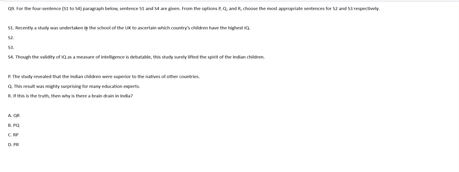For example, they have given sentence one: Recently, a study was undertaken in the school of the UK to ascertain which country's children has the highest IQ. The first sentence is telling about a study that was undertaken in a school, and to know which country's children is having the highest IQ.